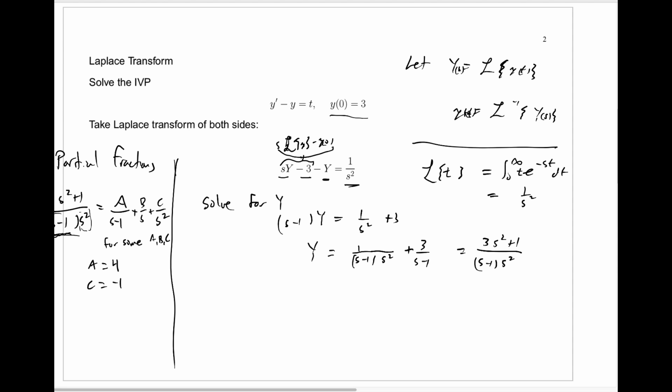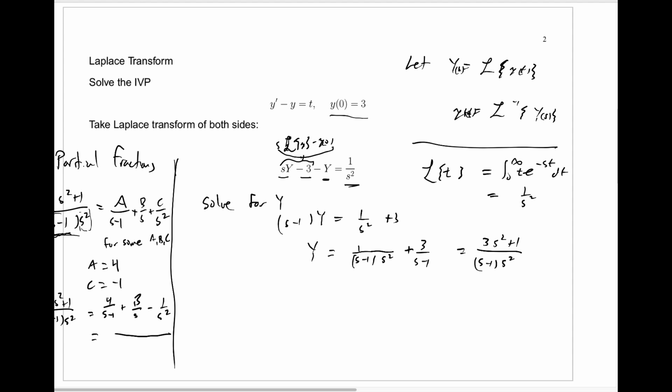So now we can write that (3s squared plus 1) over (s minus 1) times s squared is equal to A, which we already know is 4 over s minus 1, plus we still don't know B over s, and then we have minus 1 over s squared. How are we going to find B? Well, we can just use what I like to tell my students is a brute force method. It's just using algebra to combine all the terms on the right into a fraction over the same common denominator as we have here on the left.